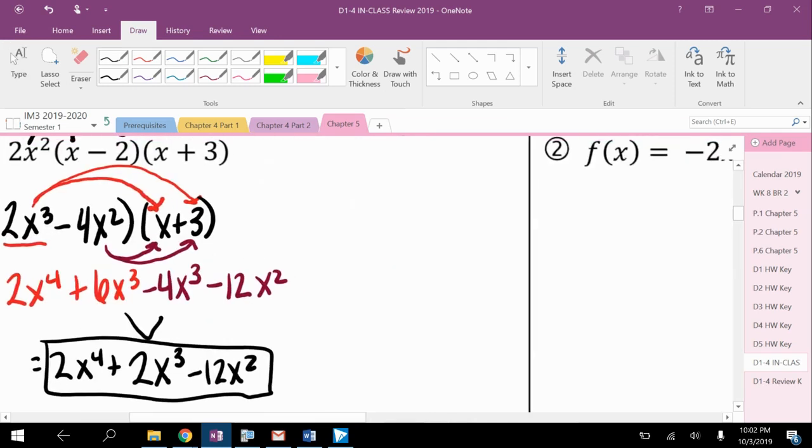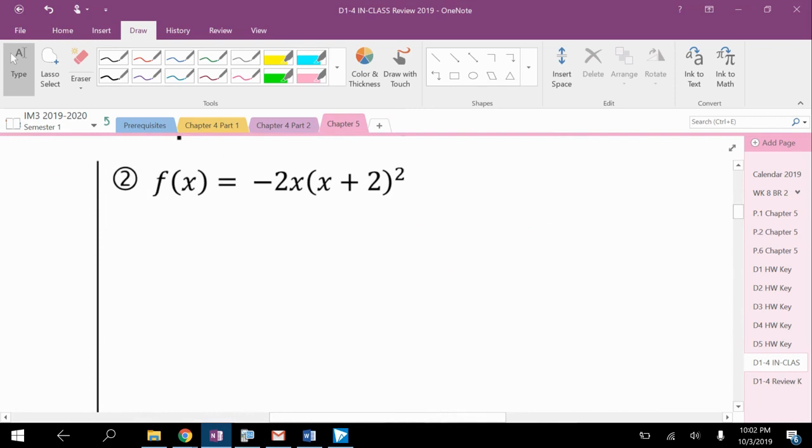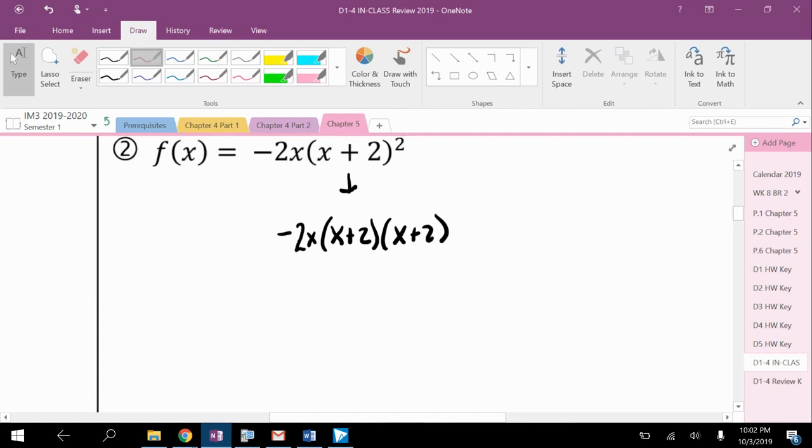All right. Let's go ahead on to the next one. Now this next piece, the biggest misconception is just distributing that 2 in. But this guy right here really means x plus 2 times x plus 2. Bring down the -2x. So let's go ahead and start our distribution, which really just means to multiply.